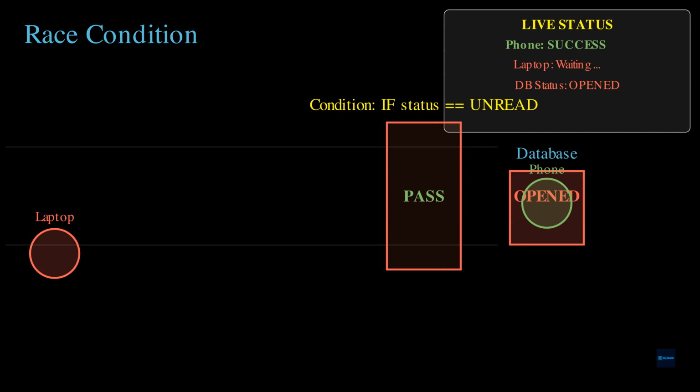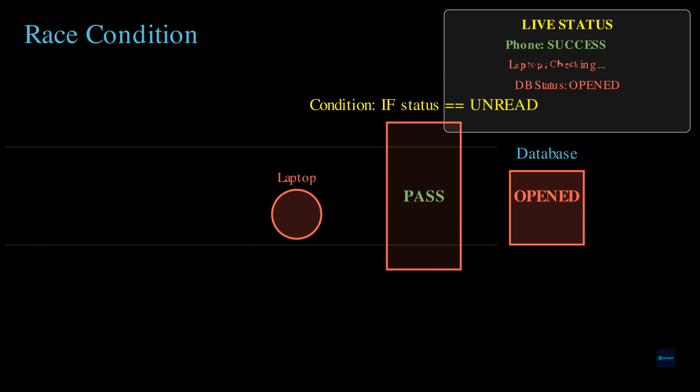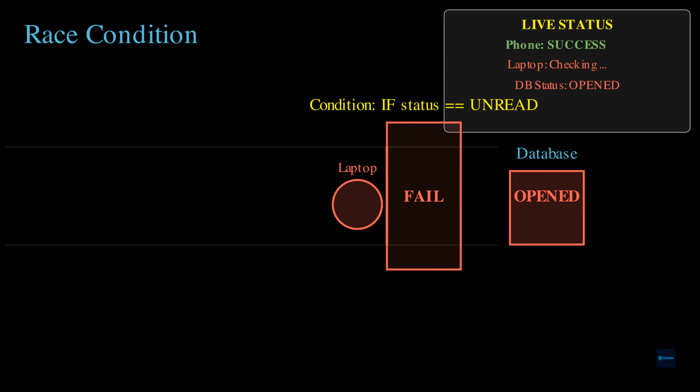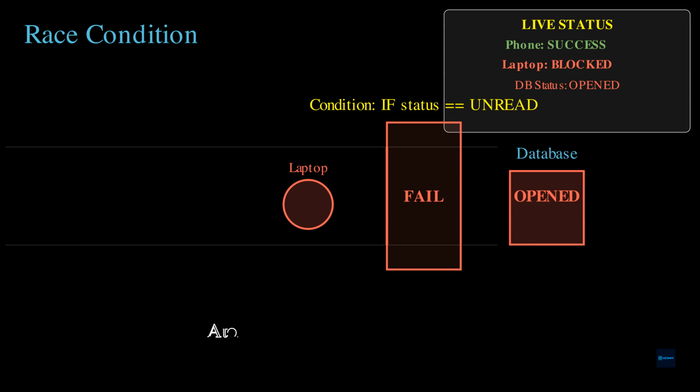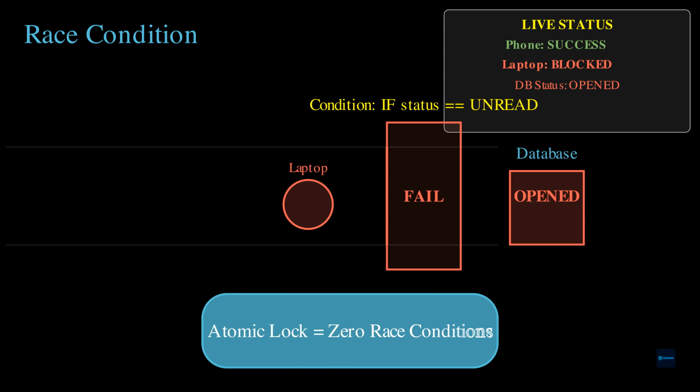To fix this, we use a conditional update. When the database tries to update the status to opened, it checks a condition first: is this message currently unread? Only one request can pass this check. The first one wins and gets the image. The second one fails immediately because the status changed a microsecond ago.